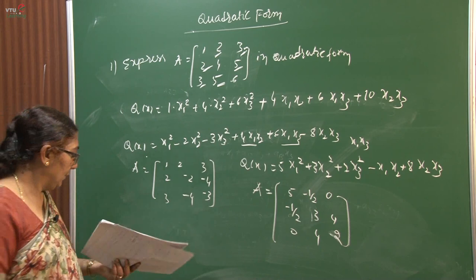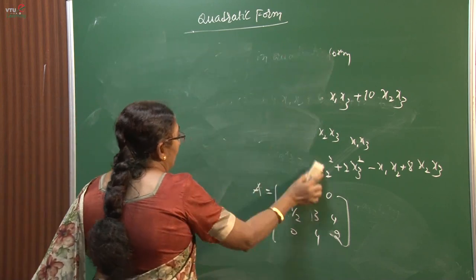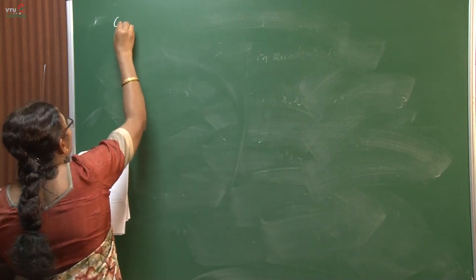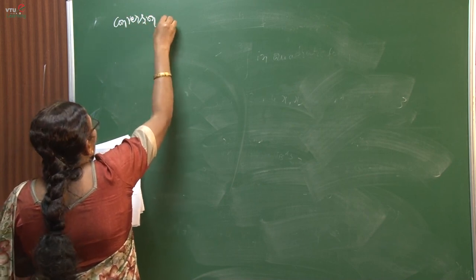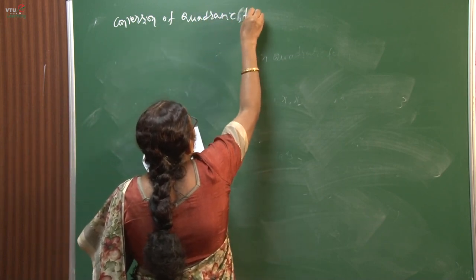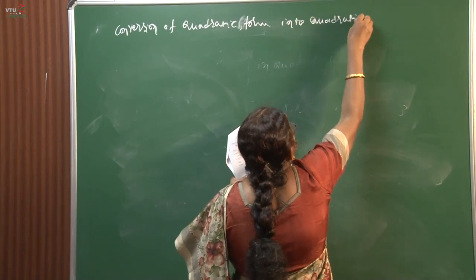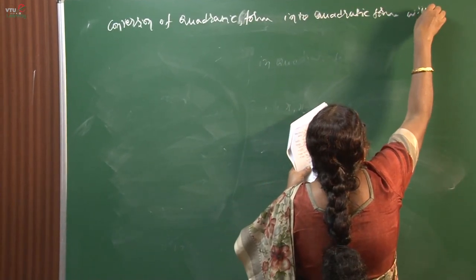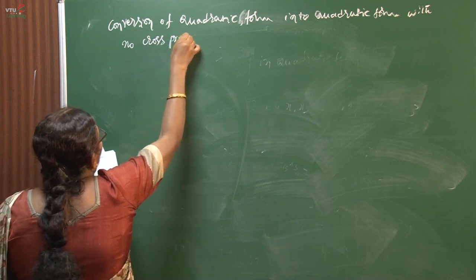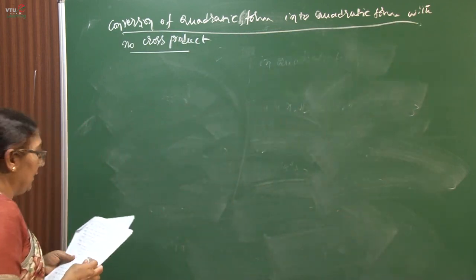Okay. Now, I move to the next concept. The next concept is conversion of a quadratic form into a quadratic form with no cross product terms. Based on this, they are going to ask a question in the exam also. You must observe carefully and then do it.